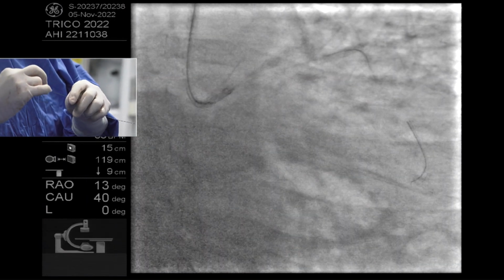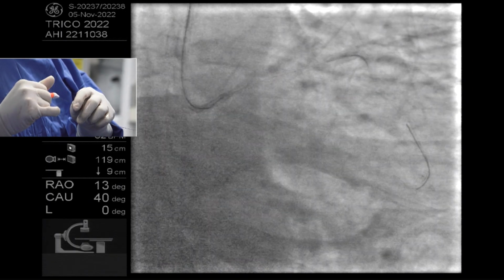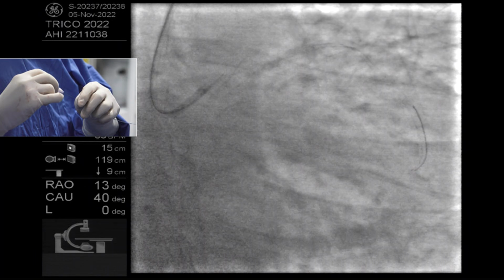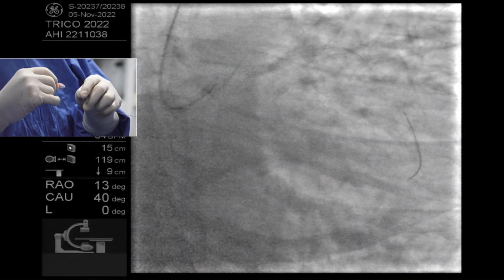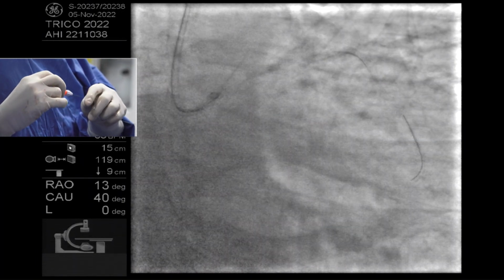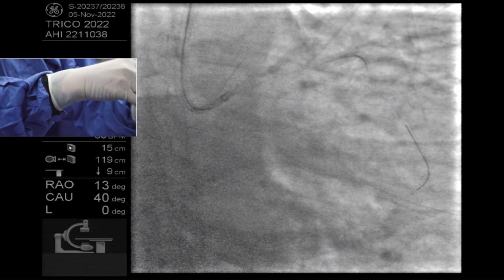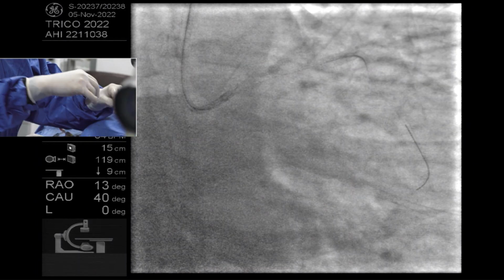Pilot 50, please. Dr. Saito, what if you pull the guide just a little back to make it point towards the circle? Yeah, I'm making that. I pulled back the guiding catheter. And the torque transmission has gone with this wire, yes. So he's going to change the wire? Yes, I want to change the wire.